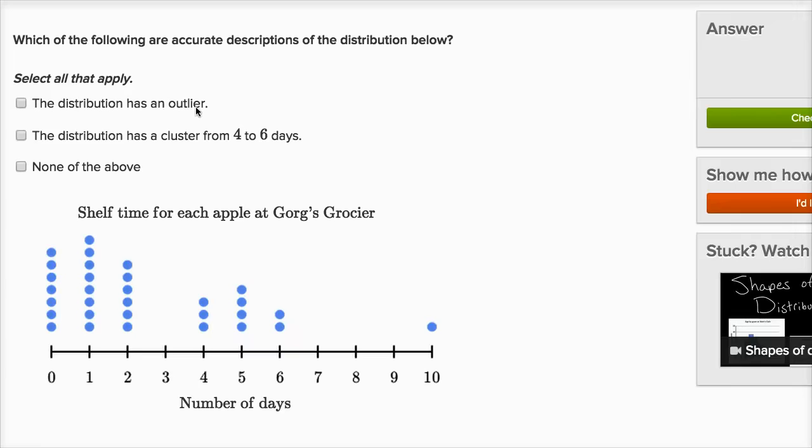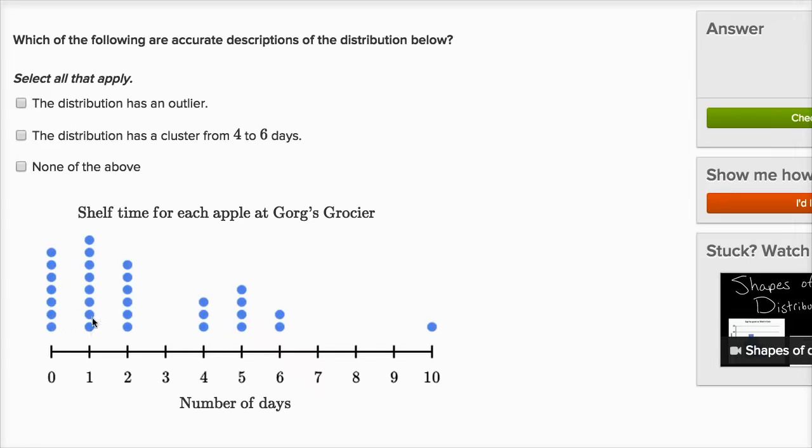So an outlier is a data point that's way off of where the other data points are. It's way larger or way smaller than where all of the other data points seem to be clustered. And if we look over here, we have a lot of data points between 0 and 6. And just think about what they're measuring. This is shelf time for each apple at Gorge's Grocer. So, for example, we see there's 1, 2, 3, 4, 5, 6, 7 apples that have a shelf life of 0 days. So they're about to go bad.